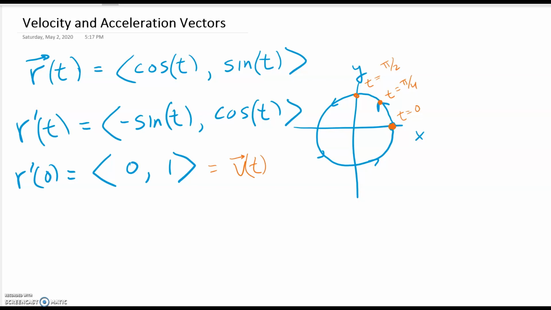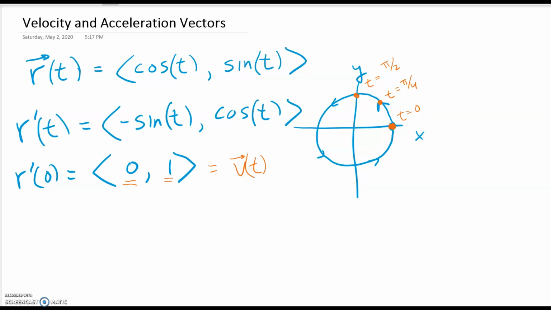So let's draw this on the graph. Now think of this as a direction vector. r is a position vector. It's just a point on the graph. r prime is a direction vector. It's velocity. So we have the horizontal component 0. The vertical component is 1.